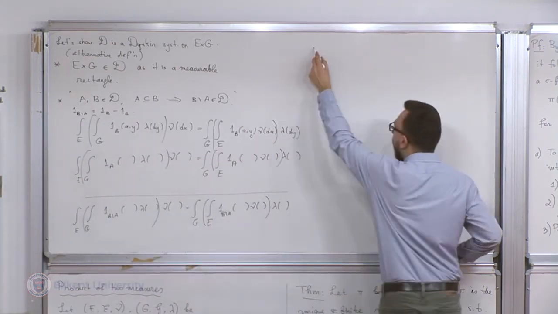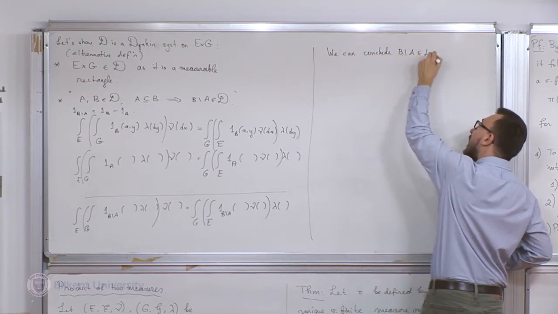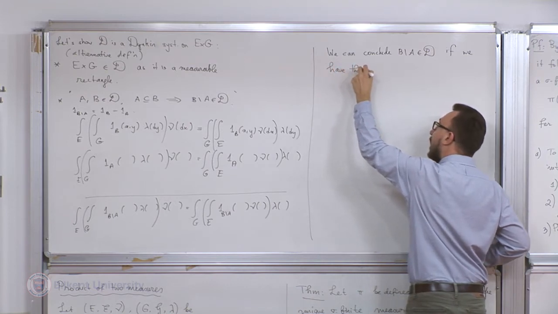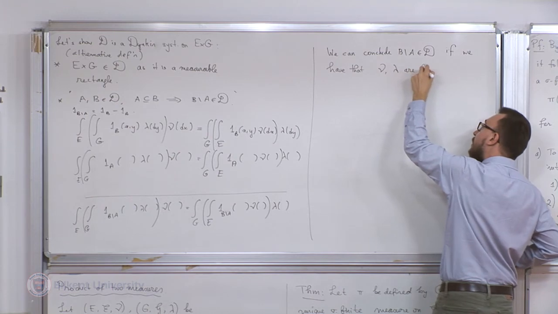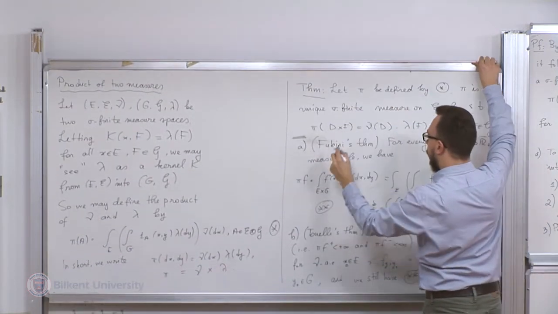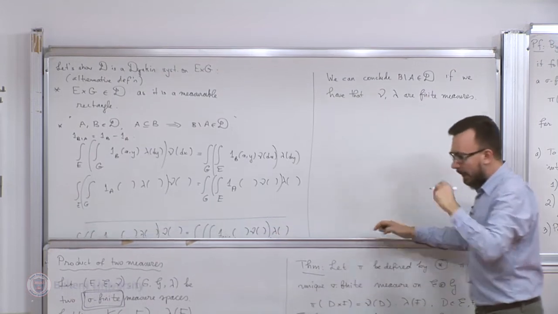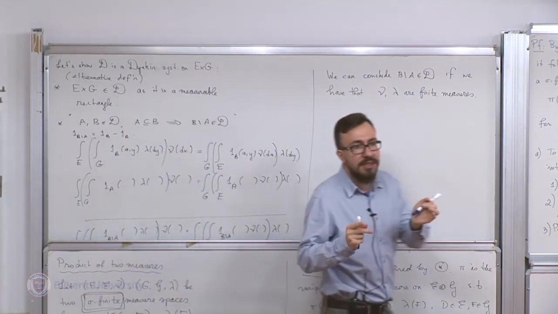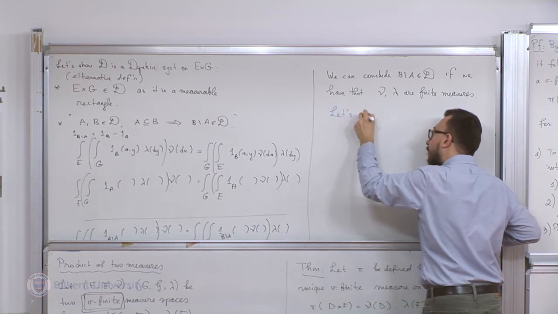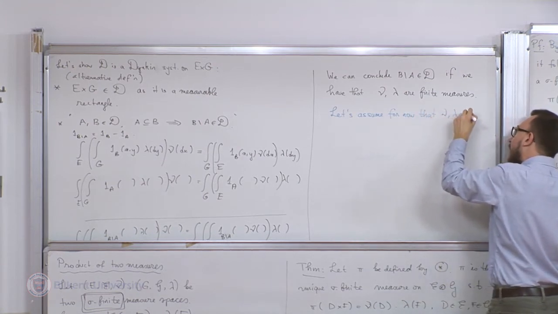So we can conclude B minus A is in D if we have that nu and lambda are finite measures. Whereas in the theorem, I assume they are sigma finite. Where are they? Here, sigma finite. So let's add this assumption, okay? So this means we can now only do the proof for finite measures. So let's assume for now that nu, lambda are finite.